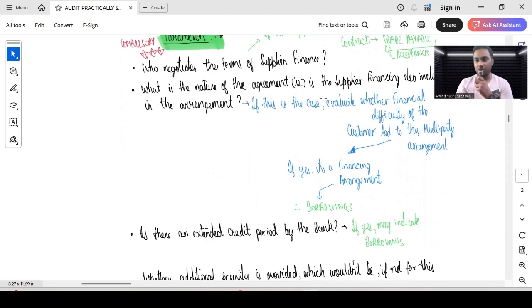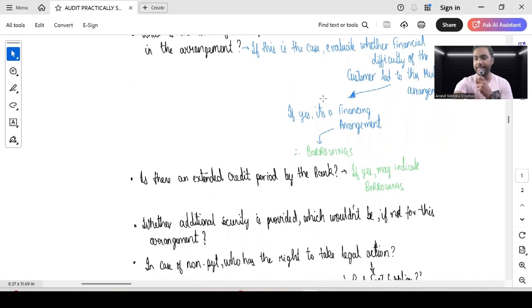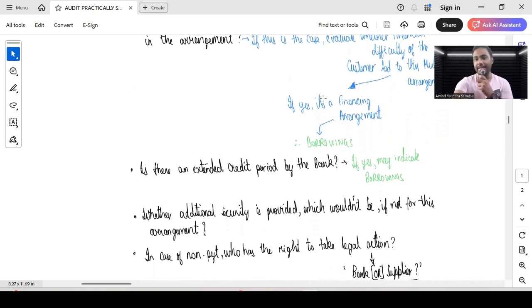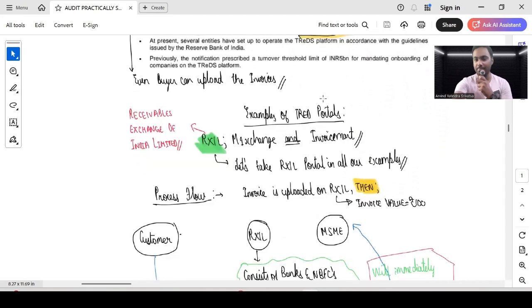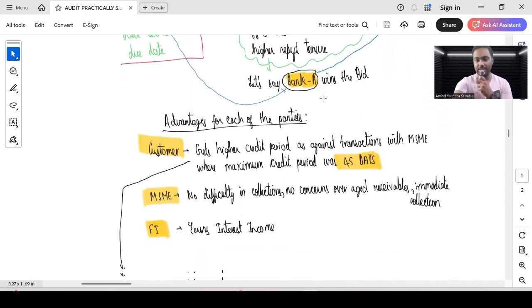Moreover, the customer entity does not have a liability to the MSME vendor right now, because that liability has already been extinguished, as RXIL has already settled the MSME vendor. So we have the liability towards the banker or the financial institution on the RXIL portal, and not to the MSME vendor. We are also availing a credit period higher than usual towards MSME vendors, and incurring interest costs for the time value of money. Hence, it should ideally be classified into short-term borrowings, because the credit period is less than 1 year, under your current liabilities. I hope that is very clear, guys.